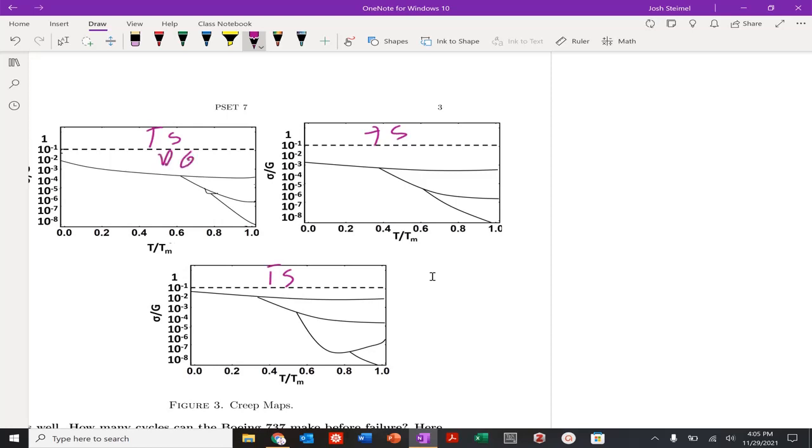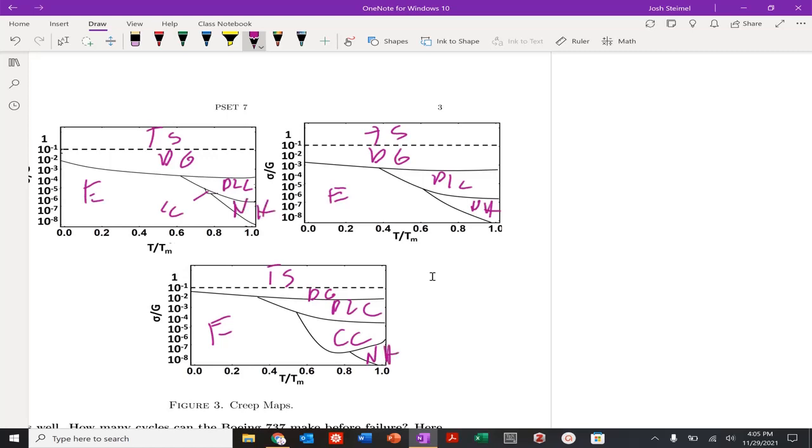This is our dislocation glide, DG. This is going to be, again, higher, PLC, power law creep. This is going to be my Coble. This will also be my Coble. This is going to be my elastic region. And finally, I have my NH, Nabarro-Herring.